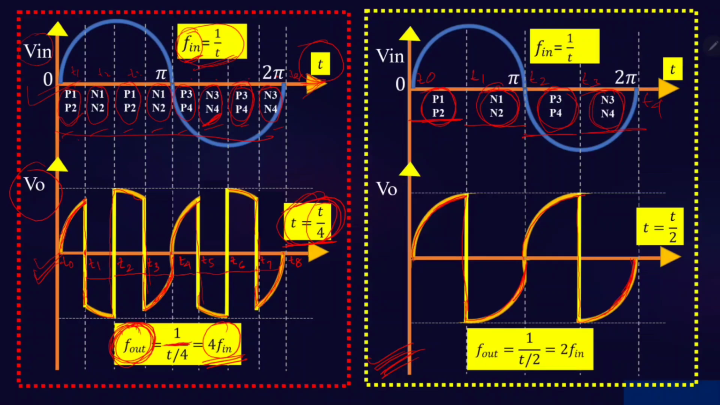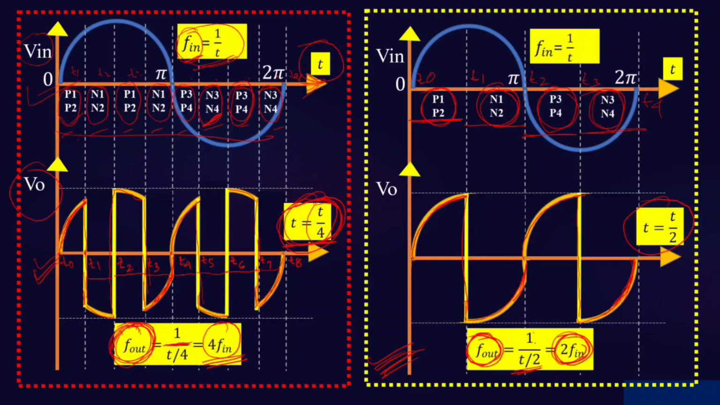Here the time period is T by 2, whereas in the previous case it was T by 4. Now F out will be 1 by T by 2, which is 2 F in. That means 2 times the input frequency, so whatever output frequency we are getting is double the input frequency, and more than the input frequency.